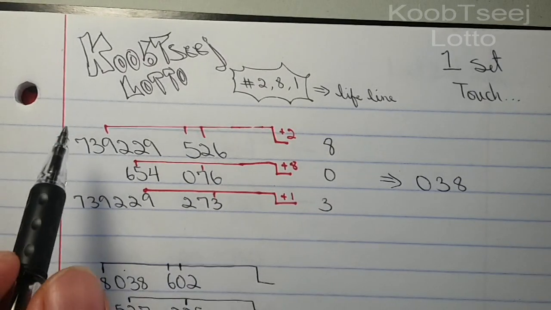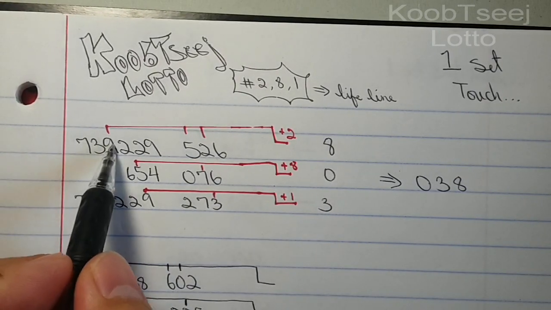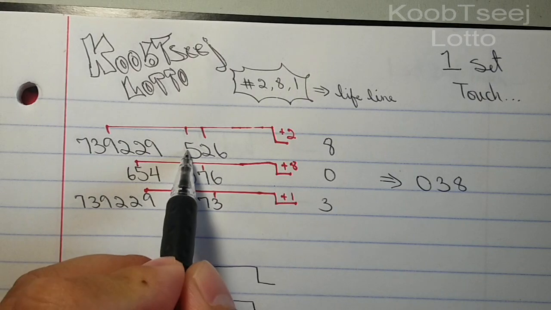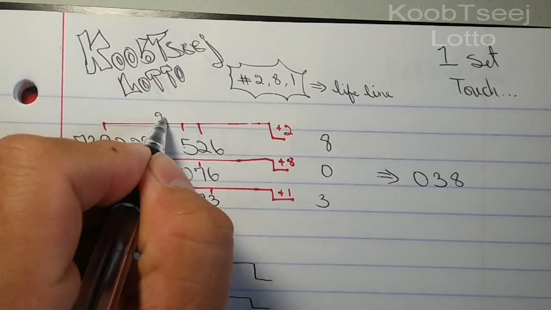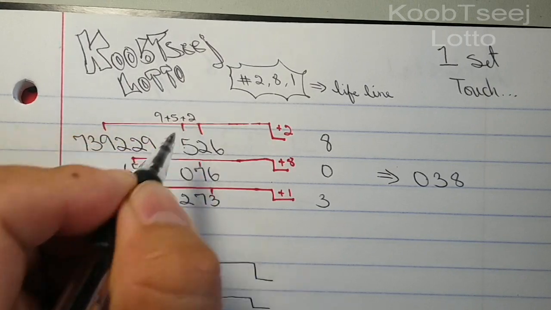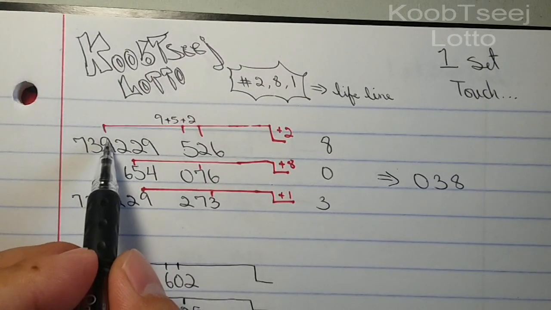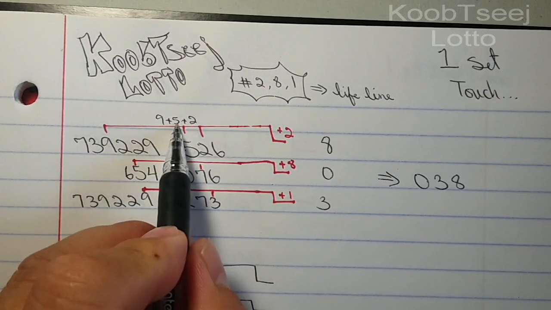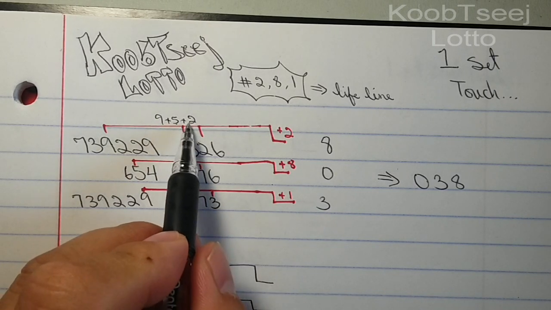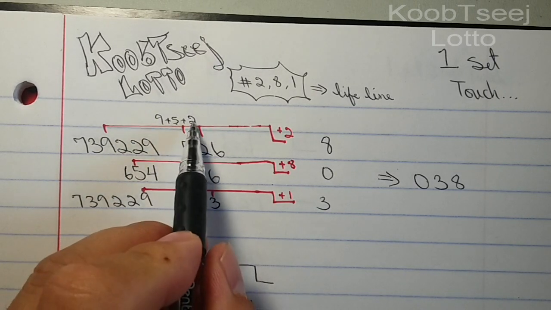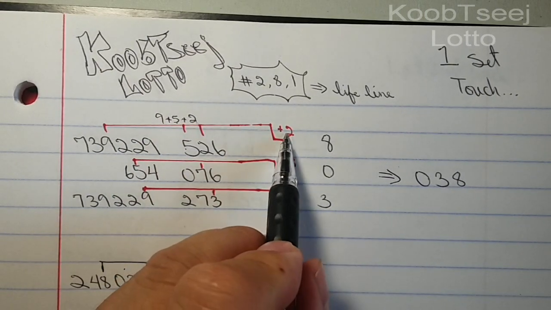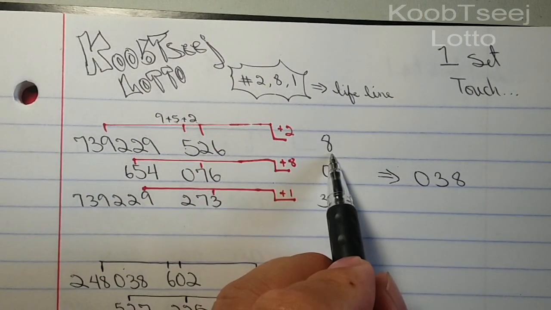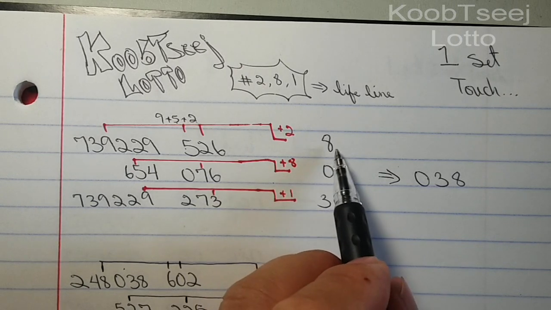Now what we do here is we take the 9 plus the 5 plus the 2, okay, so we have 9 plus 5 plus 2, okay. So 9 plus 5 is 14. Okay, now 16. Add it to here, 17, 18. So we have 8, okay. 18.